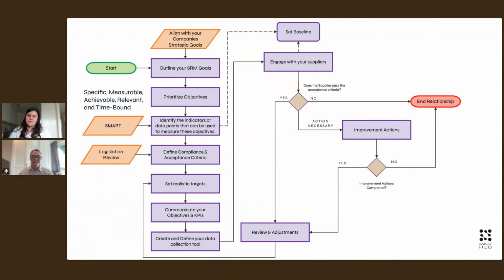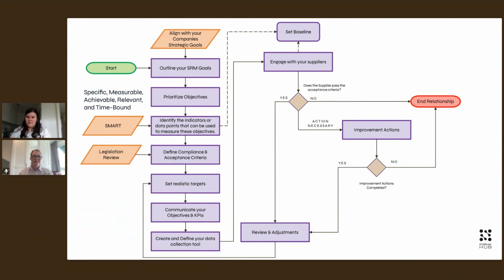The first thing to start is that you need to outline your goals, your supplier relationship management goals. What are you looking for? To do that, you should have as an input the company's strategic goals. What is your company looking for? Maybe your company is very focused on quality. If they are very focused on quality, those should also be your goals. Maybe they want to be net zero by next year. So that also should be one of your goals.